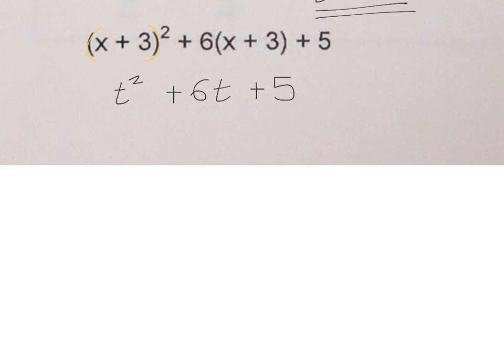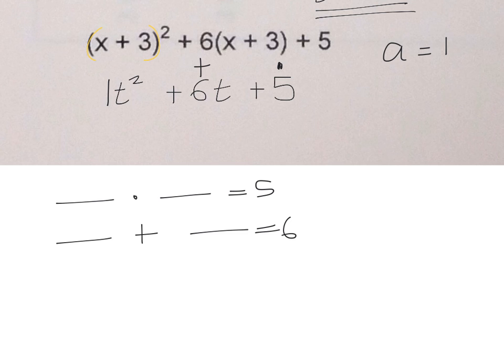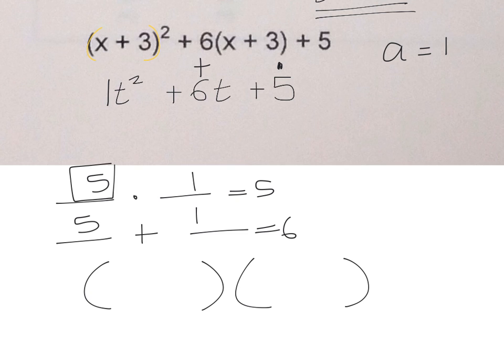Now, do you see how this is a trinomial and that the t squared has a coefficient of 1? So that is a factoring of trinomial where a is 1. So you need two numbers that multiply to give you 5 and add to give you 6. So what multiplies to give you 5? You can go through the same process. We figured out that the two numbers are 5 and 1. So then my two factors are t plus 5 and t plus 1, since I'm using the letter t now. Okay, there you go. I factored this problem.